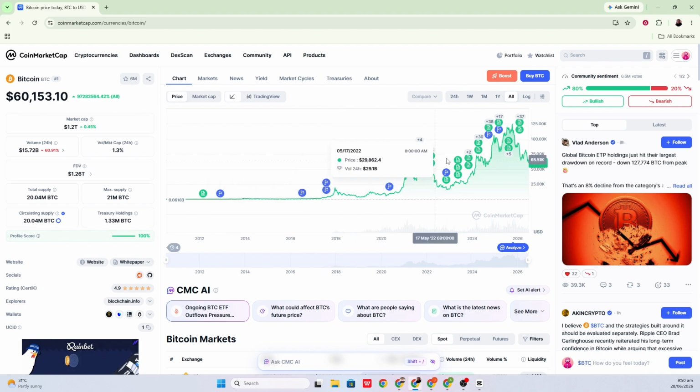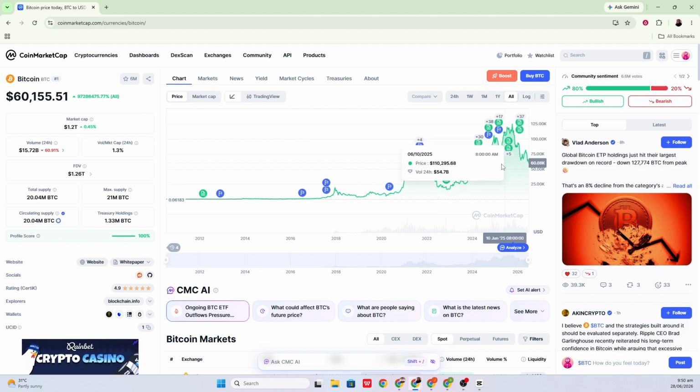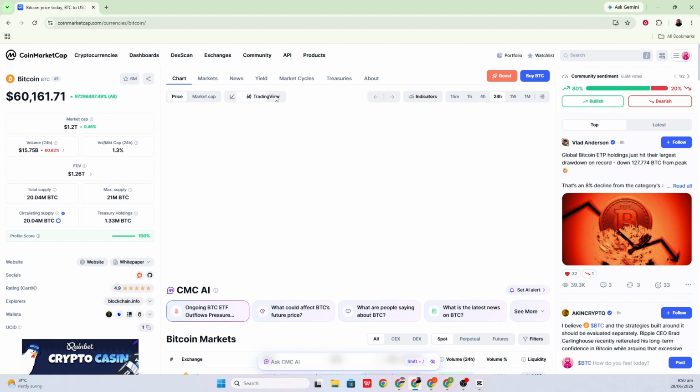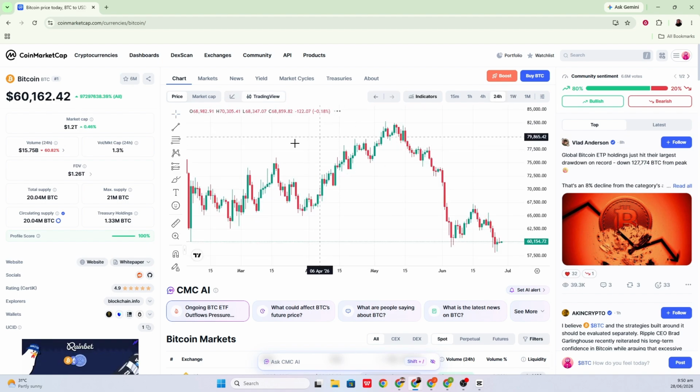For a more detailed chart view, locate the chart type controls above the graph. By default, CoinMarketCap displays a line chart. Select Line to view a simple price direction based on closing prices. To switch to a more advanced chart, select TradingView or Candlesticks. This changes the chart into a Japanese candlestick format.